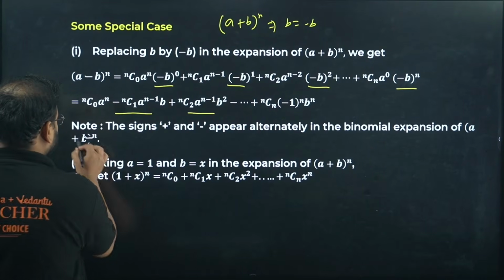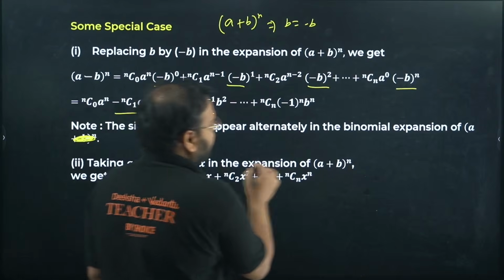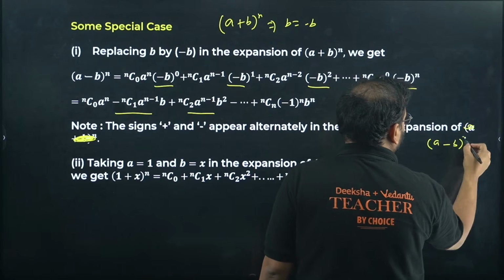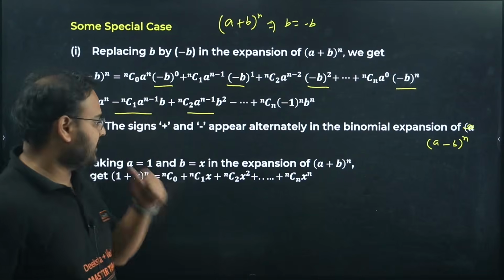This is not clear actually. I can write it again. A minus b power n. So alternately you have plus and minus signs.